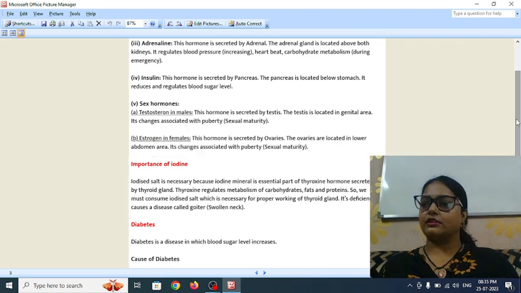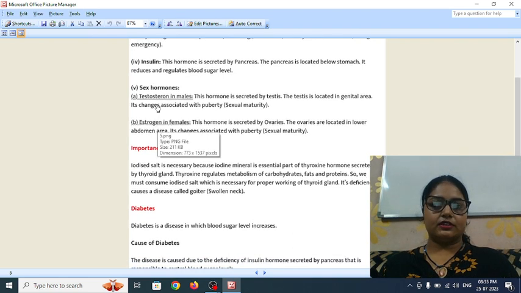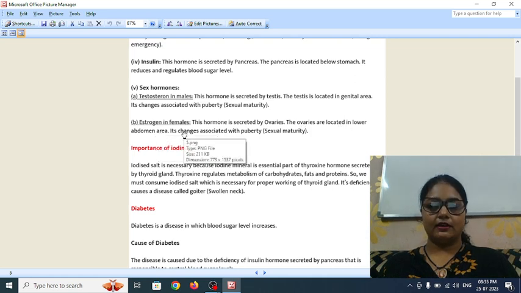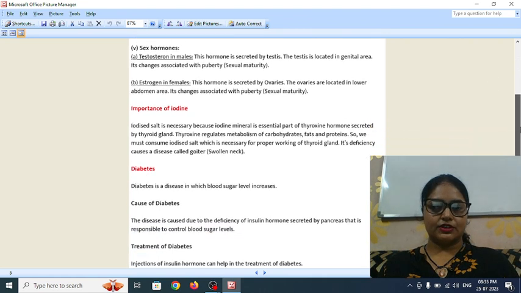It means the hair growth in the private part, and this hormone is only released in a man. And the estrogen in the female is secreted by the ovary, and the ovary is located in the lower abdomen area. It is also a change associated with puberty. It means it is responsible for the menstruation cycle.